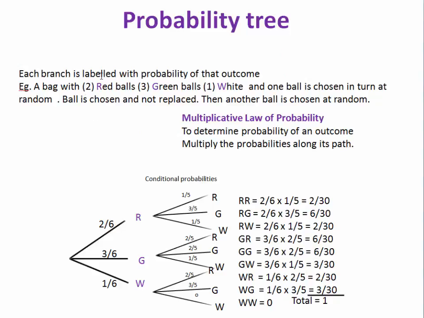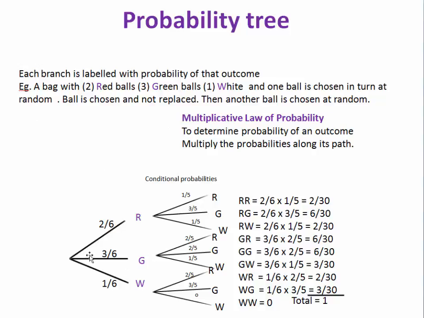Each branch is labeled with the probability of that outcome. So in this example, again, we've got 2 red balls, 3 green balls, and a white ball. 1 ball is chosen at random, and then the ball's not replaced, it's not put back in the bag, and then another ball is chosen at random.